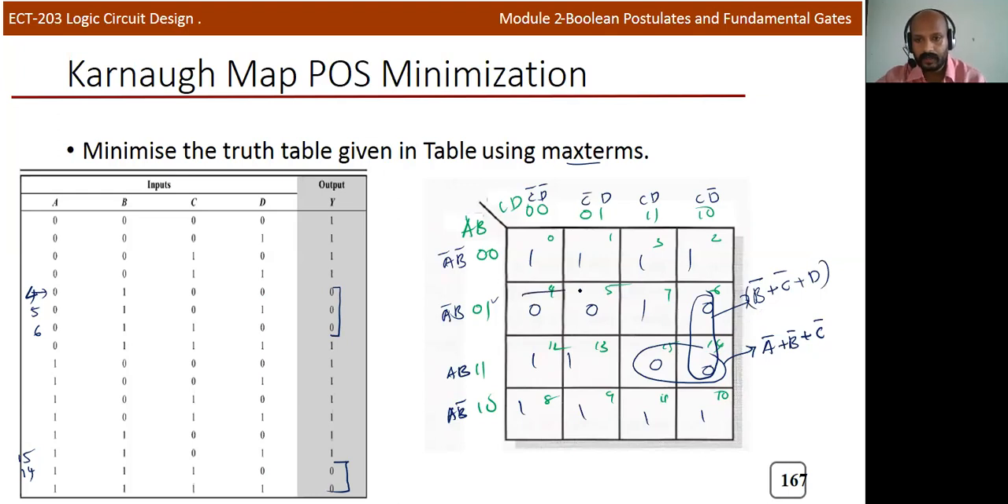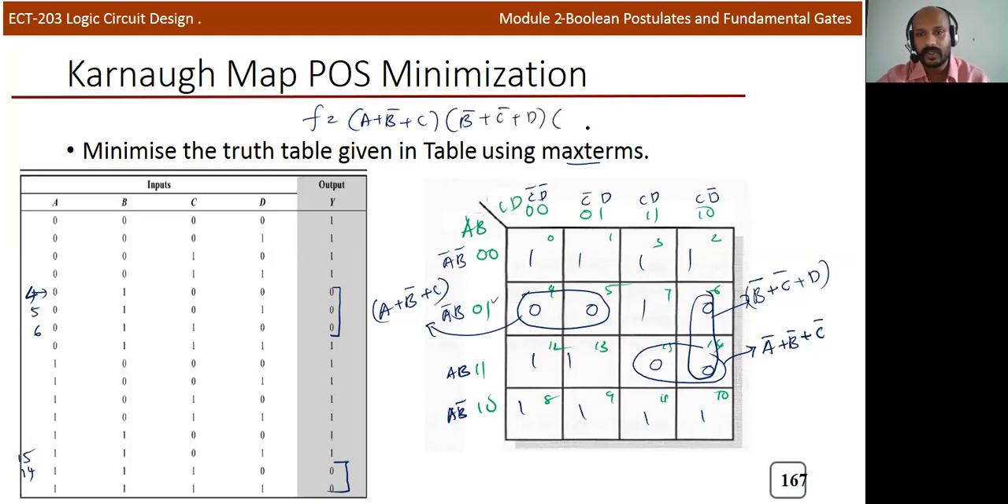And now we can group these two zeros. If we group these two zeros, the common term is A bar B actually. So in max terms, you will write A plus B bar, just the complement of that. And column wise, C bar is common, so you'll write plus C, the complement of C bar. So this is the final expression. F can be written as A plus B bar plus C, into B bar plus C bar plus D, into A bar plus B bar plus C bar. This is the final answer.